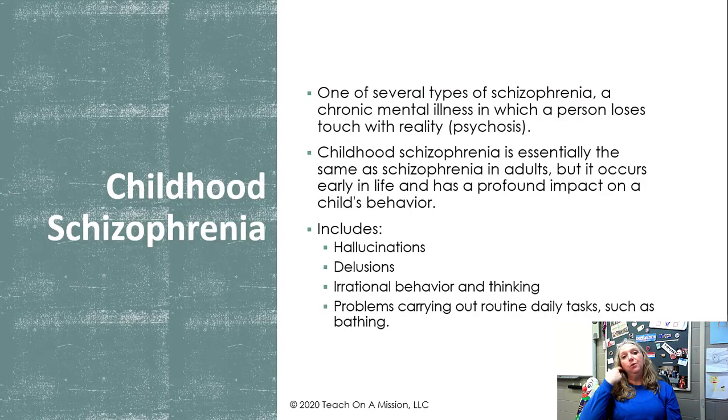Childhood schizophrenia, one of several types of schizophrenia, a chronic mental illness in which a person loses touch with reality. So they have the psychosis. Remember, psychosis, you're breaking with reality, it's not personality break. Childhood schizophrenia is essentially the same as schizophrenia in adults, but it occurs early in life and has a profound impact on the child's behavior. The childhood schizophrenia includes hallucinations, delusions, irrational behavior and thinking, and problems carrying out routine daily tasks such as bathing.